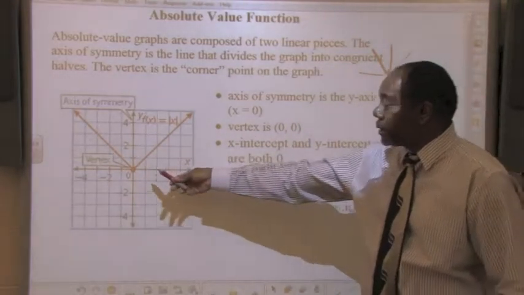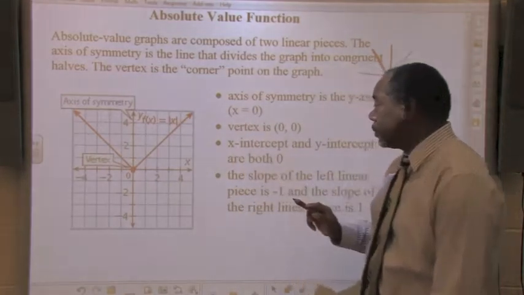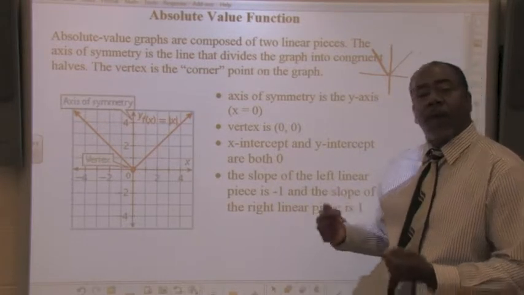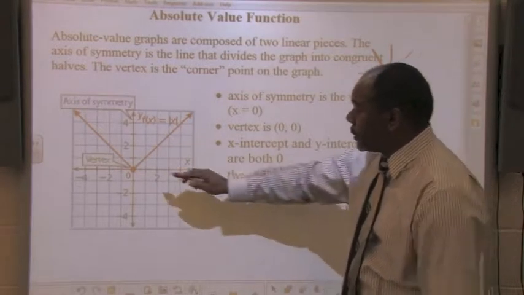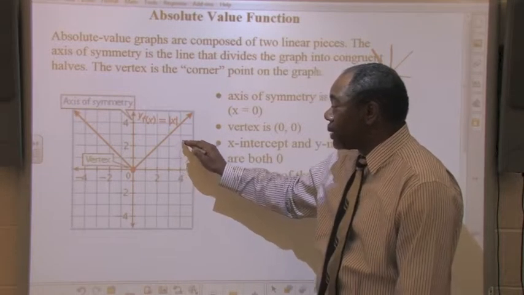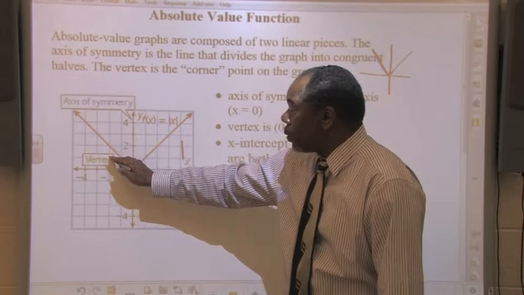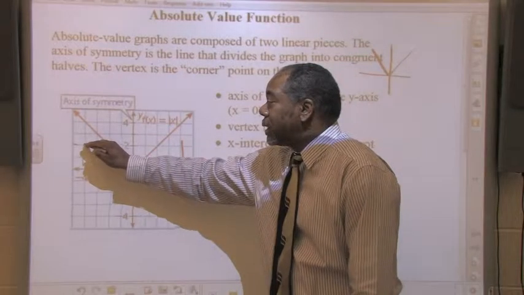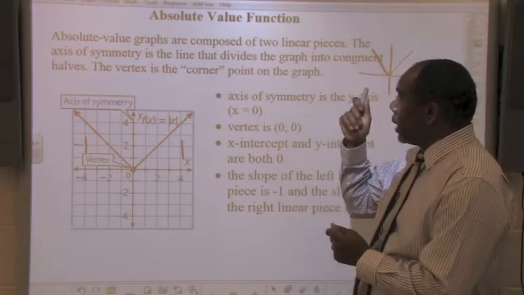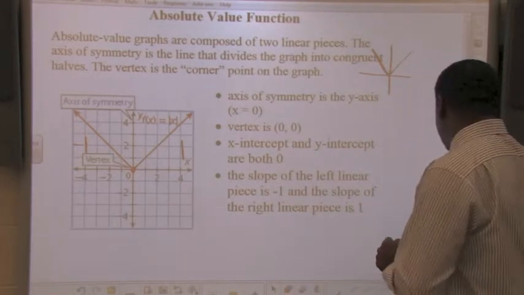In this case, the vertex is 0, 0. The axis of symmetry is x is equal to 0. Notice that both the x and the y intercepts are 0. And if you wanted to find the slope of these two pieces, because this is up 1 over 1, the slope on the right-hand side is positive 1. This one is, if you take a point, down 1 over 1, the slope on the left-hand side is negative 1. That's the standard absolute value function. Now we can move it around, and that's what we're going to talk about next.